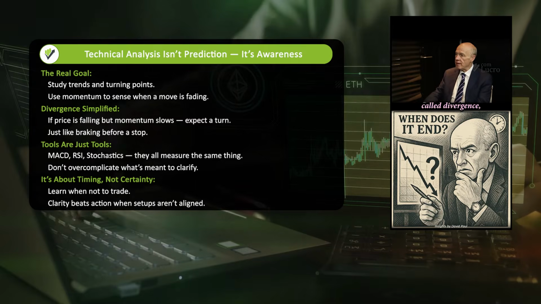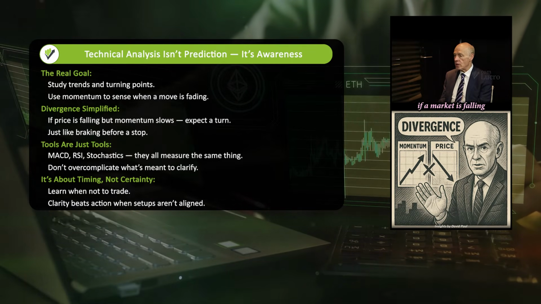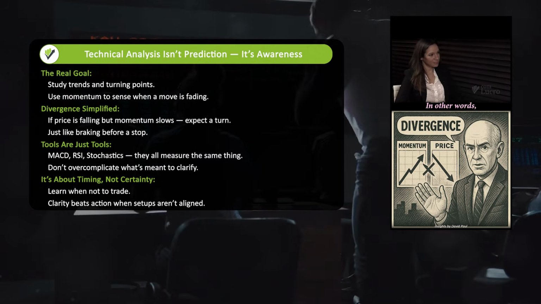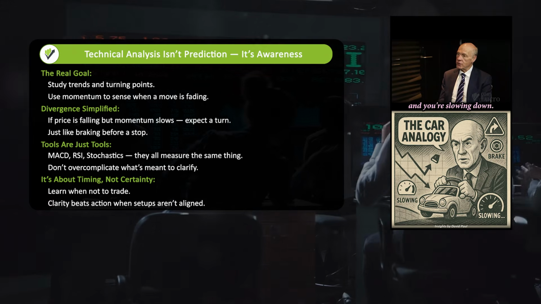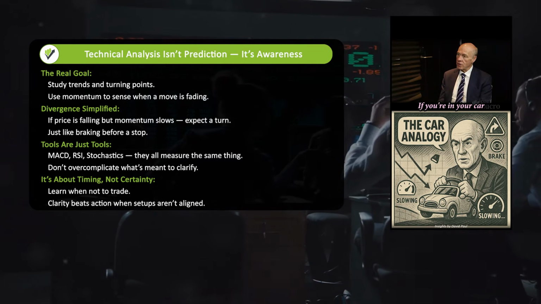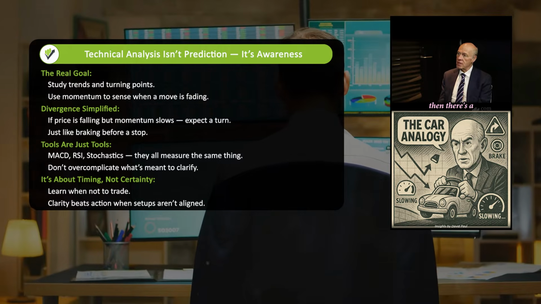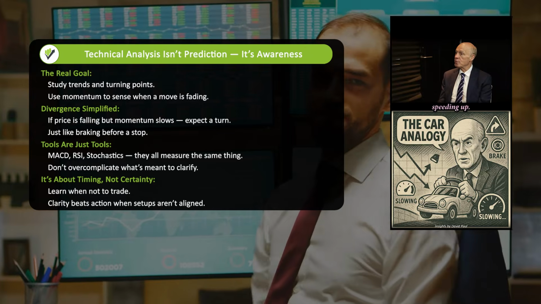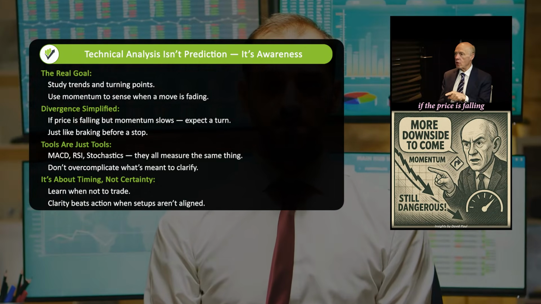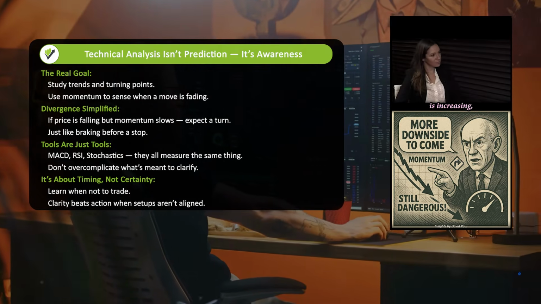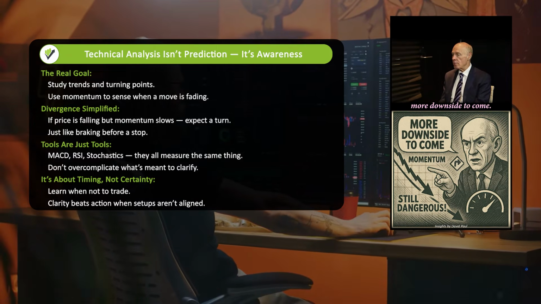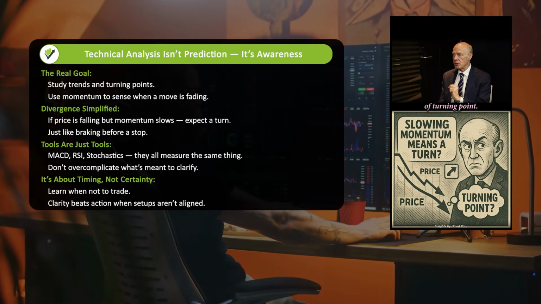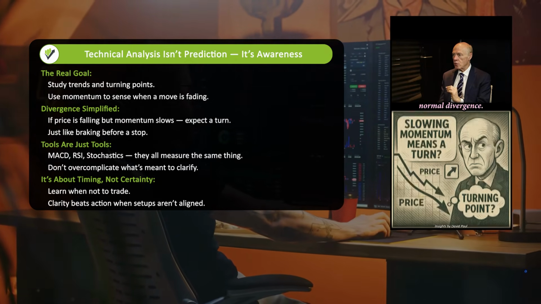And I use a concept called divergence, where if a market is falling and the momentum is rising, in other words, it's like you being in your car and you're slowing down. If you're in your car and you're slowing down, then there's a higher probability that you're going to stop and maybe turn than if you were speeding up. So if the price is falling and the momentum is increasing, then that means there's more downside to come. However, if the price is falling, but the momentum is slowing up, then there's a high probability of a turning point. And that's what's called normal divergence.